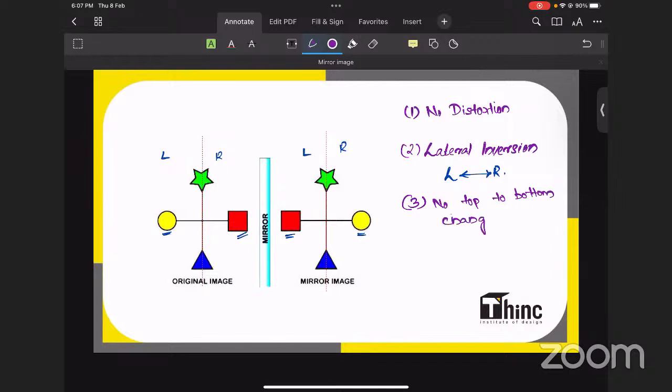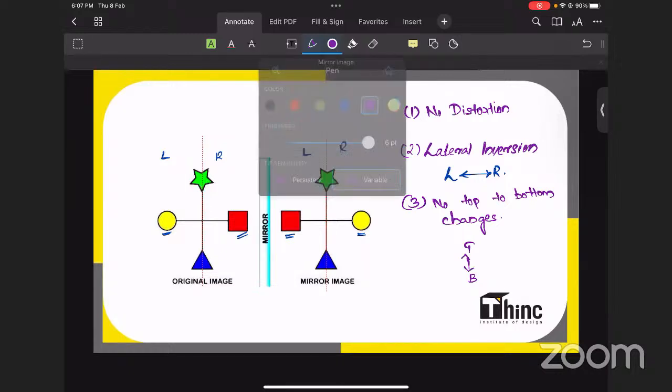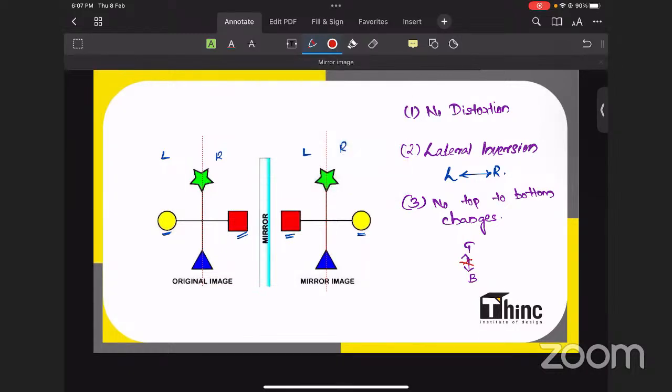That is, top remains top and bottom remains bottom. No top to bottom changes. Top to bottom changes are not possible here. So here you can find the star at the top.